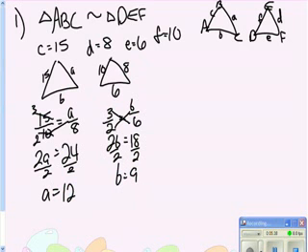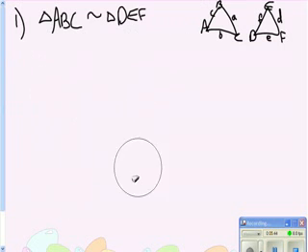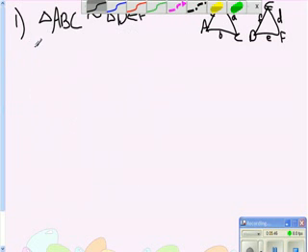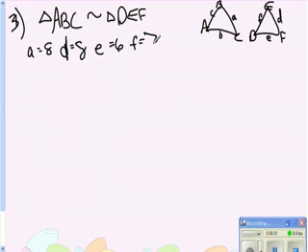Alright, and that's all of that problem. So let's do number 3. I'm going to erase this information, leave the pictures in case I need them. Change this to number 3. This time it's going to tell me a equals 8, d equals 8, e equals 6, and f equals 7.